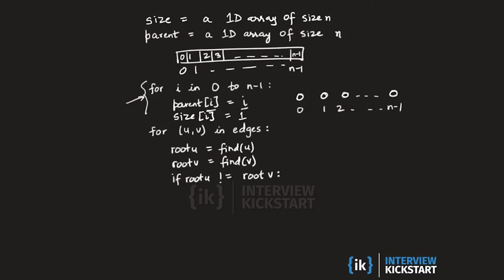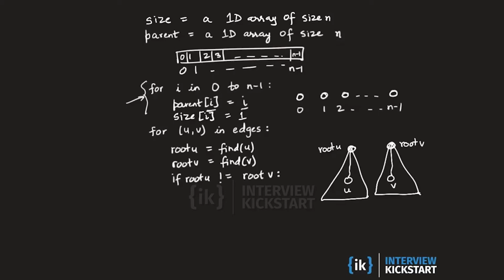Now when we are thinking of unifying the components to which vertices u and v belong, we are going to compare the sizes of these two trees, and this size information is going to be stored in the size array at the indices corresponding to root u and root v. Remember that the size information for each vertex is basically the number of vertices, or the size of the subtree, which is rooted at that vertex. And so we really have to look up the index root u and root v to figure out the sizes of these two trees. So there are two options.